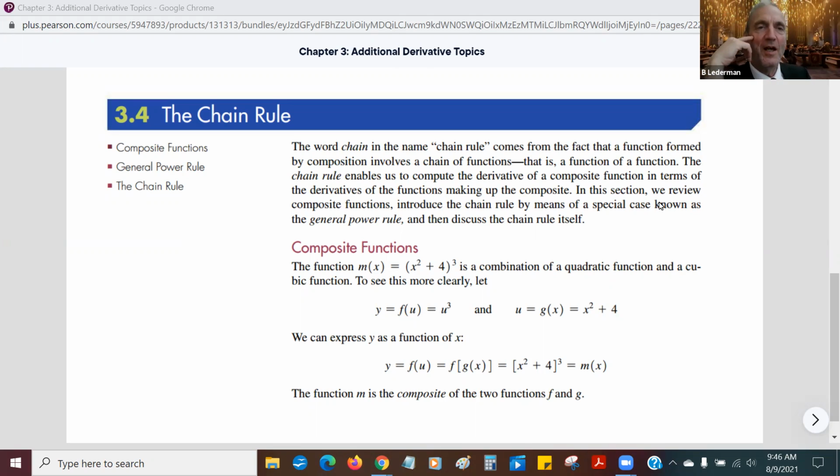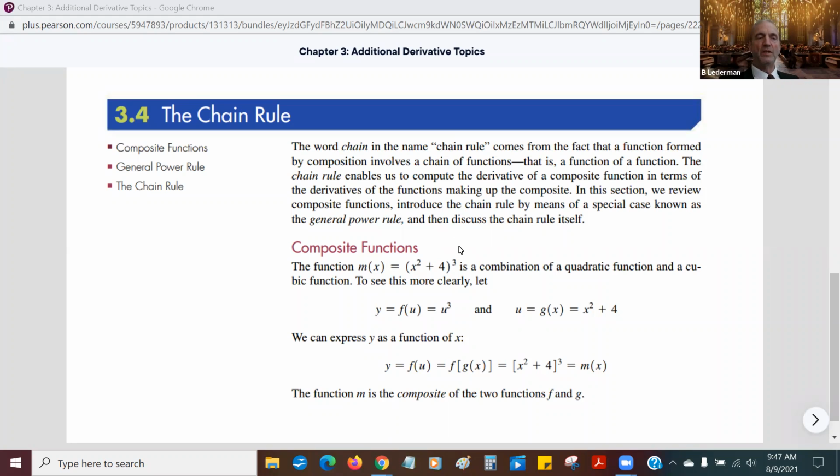I don't think so. Anyway, the chain rule has to do with something called composite functions. A composite function is when you have a function within another function. So here's m of x, it's x squared plus 4 to the third power. Well, taking x squared plus 4 is one function. Raising the answer to the third power, that's another function.